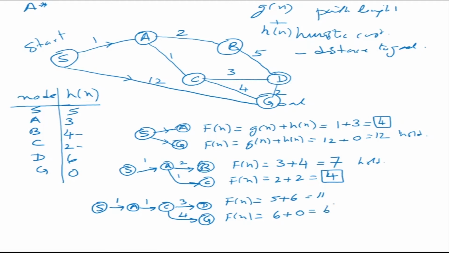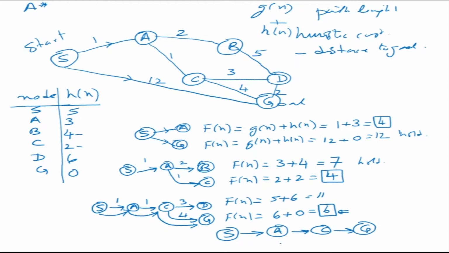Now out of these two, which is smaller? 6 is smaller, so I box it. Now if you see, you have reached G, and which was the shortest path? It was S to A to C, C to G, okay. I hope you can visualize that. So this is giving me 6, and that is the shortest path length. So S to A to C, and C to G, that is the shortest path length.